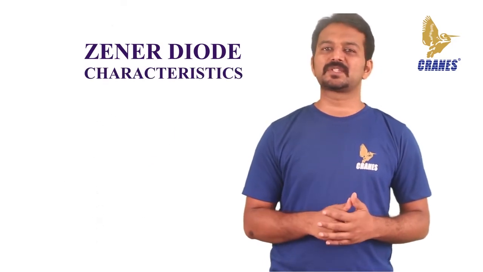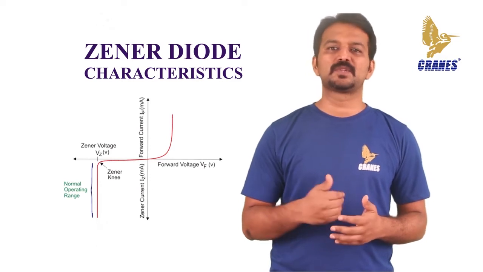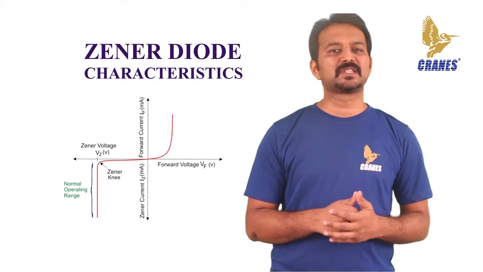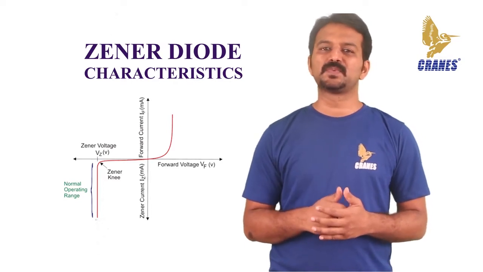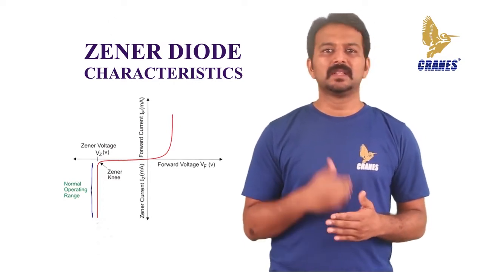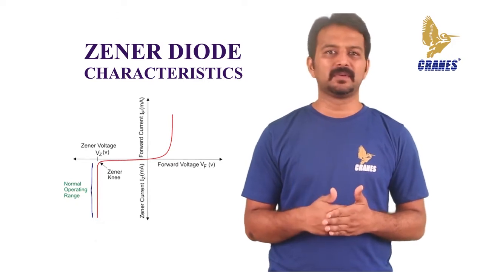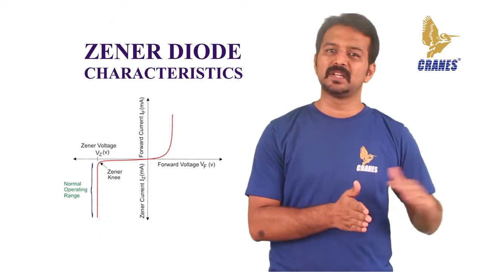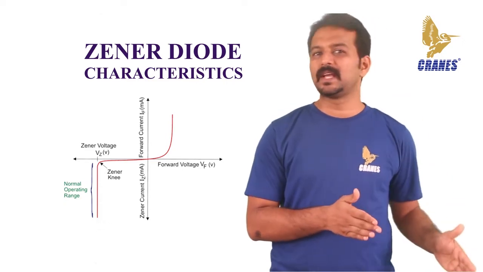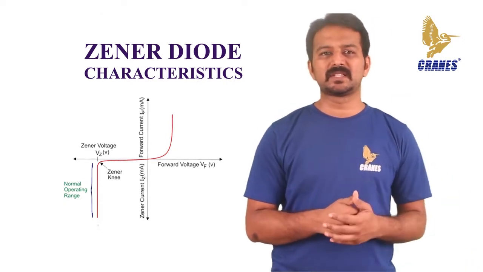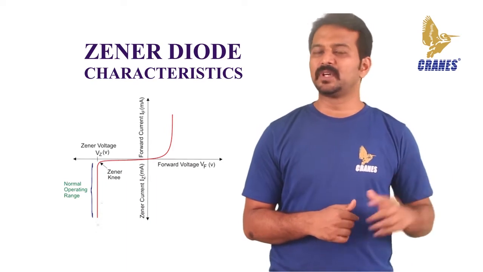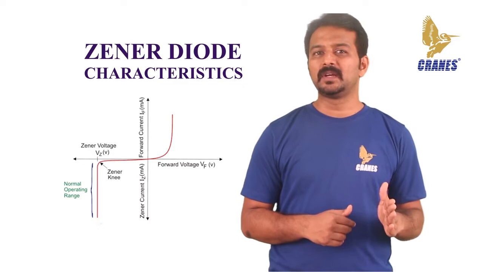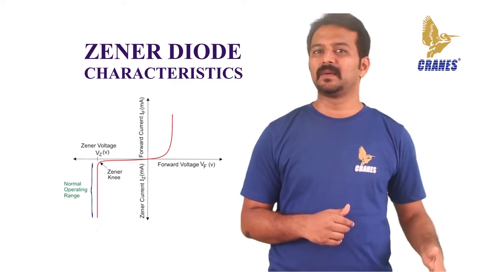The characteristics of a Zener diode. So let's look at the VI characteristics of a Zener diode. When the diode is connected in forward bias, it acts as a normal diode, but when it is connected in reverse bias and the voltage is greater than the Zener breakdown, a sharp breakdown takes place. In the VI characteristics, Vz is the Zener voltage. It is also known as the knee voltage because at this point the current increases very rapidly.